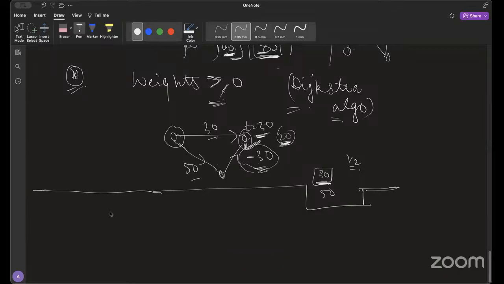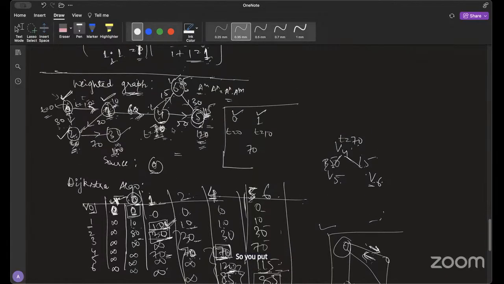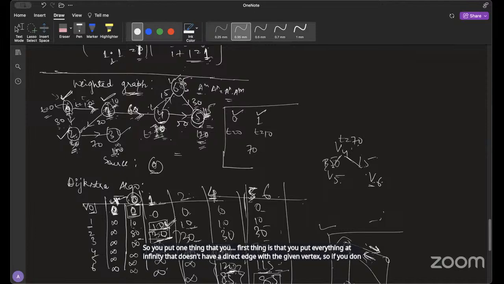Then next up, one important feature that I want you to remember. The main points about Dijkstra: the first thing is that you put everything at infinity that doesn't have a direct edge with the given vertex. If you don't have a direct edge with zero, you put the third, fourth, fifth, sixth vertex at infinity because they don't have a direct edge with this. So that's one thing: where to put an infinity and where to put a number.